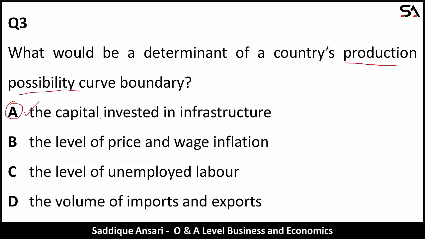The level of price and wage inflation has nothing to do with the ability of a country to produce goods and services. The level of unemployed labor is out of question because in the production possibility curve, we assume that labor is fully employed. And the volume of imports and exports will not determine how much the country can produce because this is related to the actual production of the country. So these three cannot be the answers. A is our correct answer.